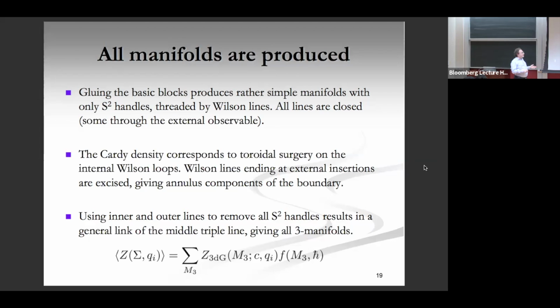The ones that end on an external insertion, you don't do that kind of surgery. You just cut out the Wilson line and you don't glue anything back. You just leave it as a hole. Then it has a component of boundary which looks like an annulus. Originally, the external operators are all C_ijk. So because they're external, they're boundaries that look like a two-sphere with 3 punctures, but then you glue the punctures along annuli and that produces the boundary to look like the Riemann surface it's supposed to.